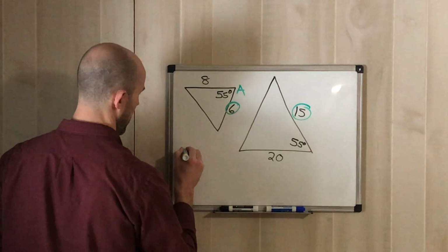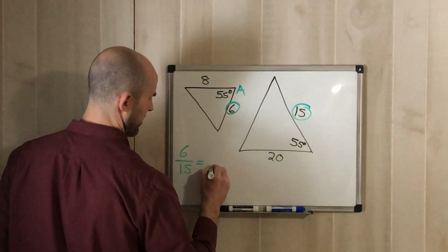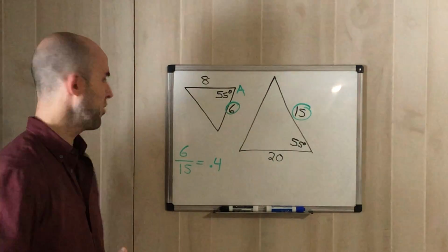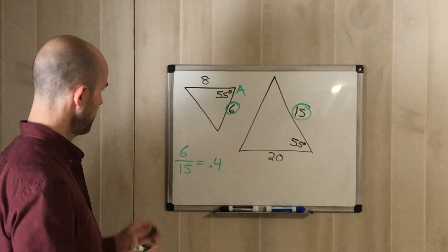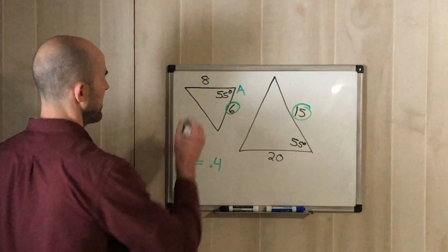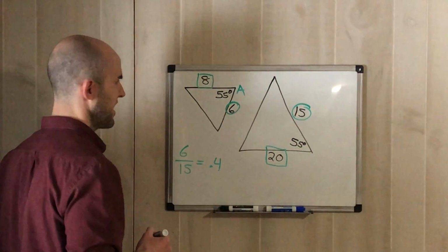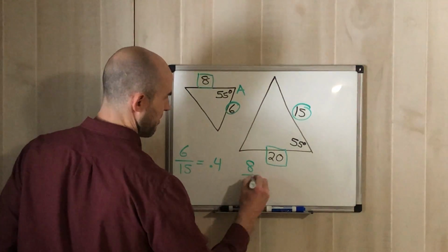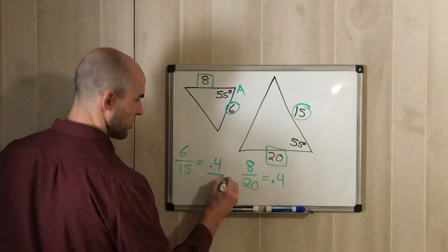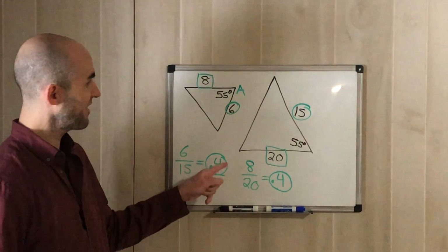We know that 6 divided by 15 is going to end up giving us 0.4. And now let's look at the other one. We're going to put the biggest side here with the biggest side there. We know that 8 is the biggest side here and 8 is the biggest side there. So we're going to do 8 divided by 20, which is going to give us 0.4. And so what we notice is 0.4 right there, 0.4 right there. Those 2 scale factors match up.